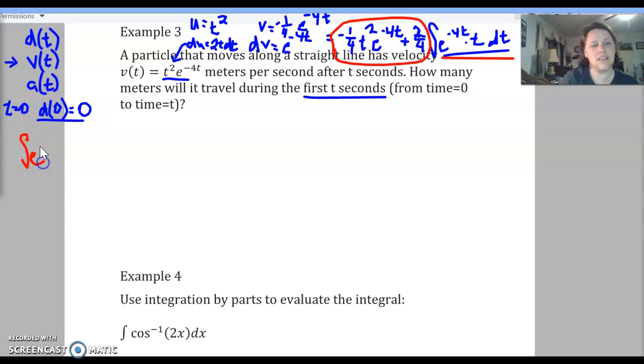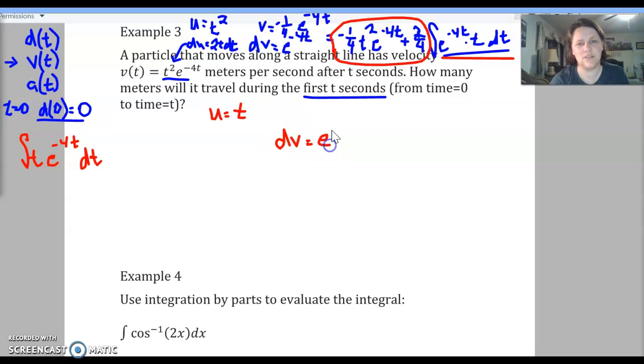So the integral of t e to the negative 4t dt. Okay, and we need to pick a u. So we want to say u is equal to t. dv is equal to everything else, so e to the negative 4t dt. Then du equals 1, or just dt. And then the integral of dv, which is v, is equal to negative 1/4 e to the negative 4t.